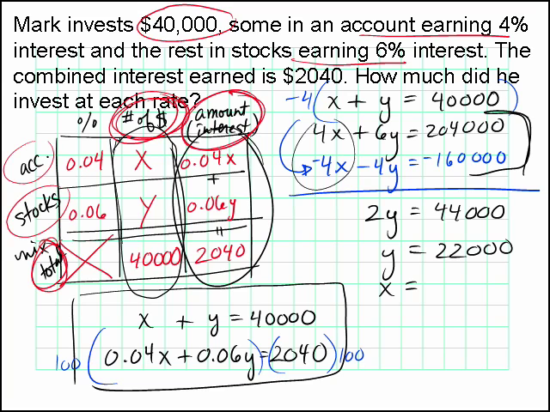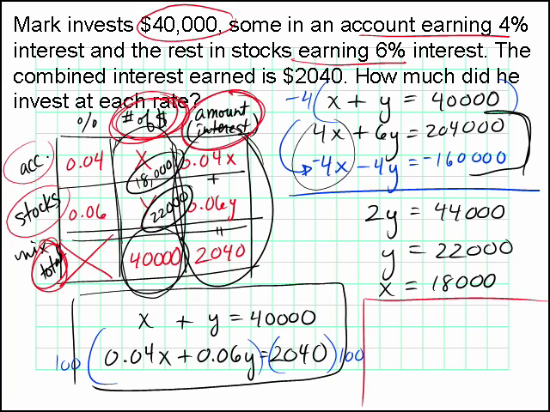Now, since y is 22,000, which would go here, we know that the total invested is 40,000, so that must leave 18,000 for x, because the 18,000 and the 22,000 will add up to the 40,000. So x must be $18,000. And our problem is solved. Let's see if we can write it down here in the corner. If x is 18,000, we have $18,000 in the account, and we have $22,000 invested in these stocks. And our investment problem is solved.